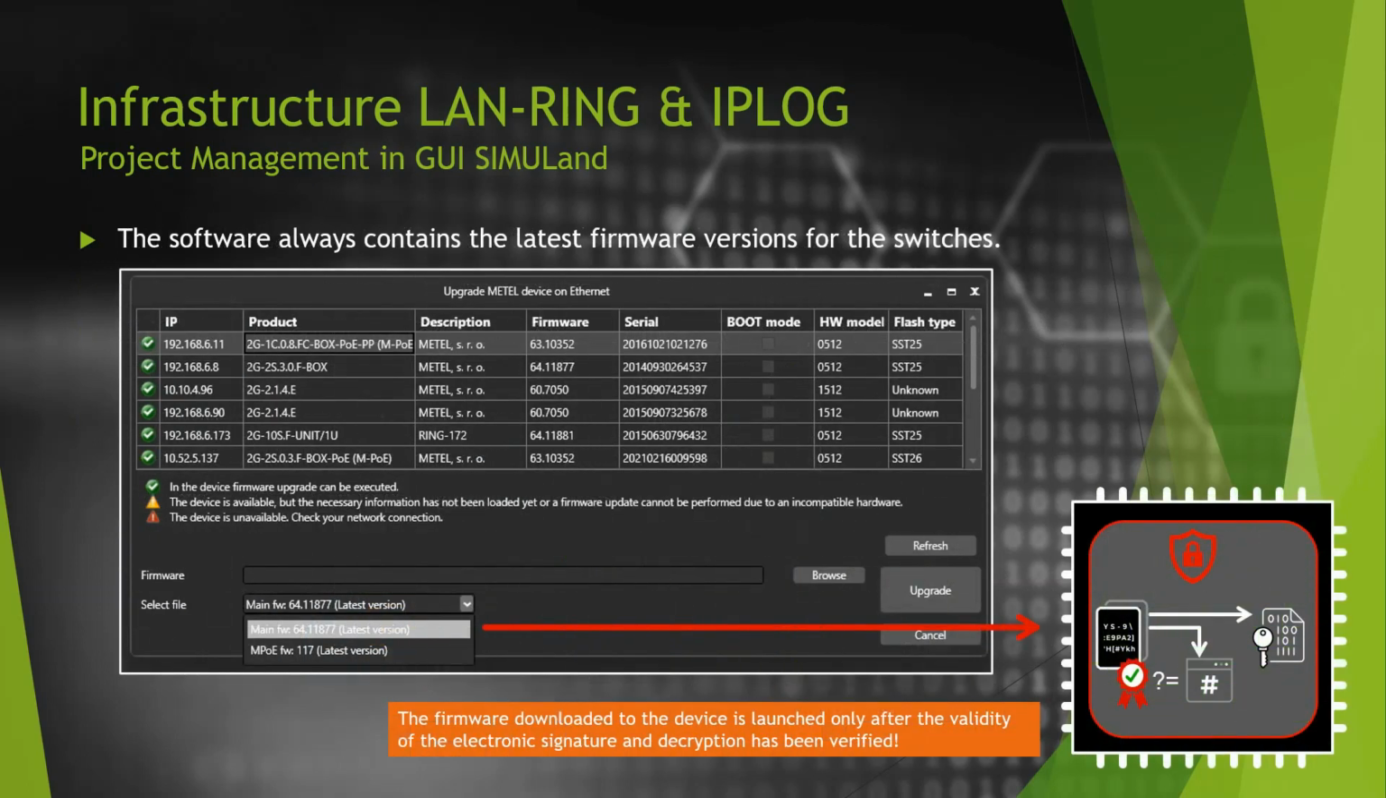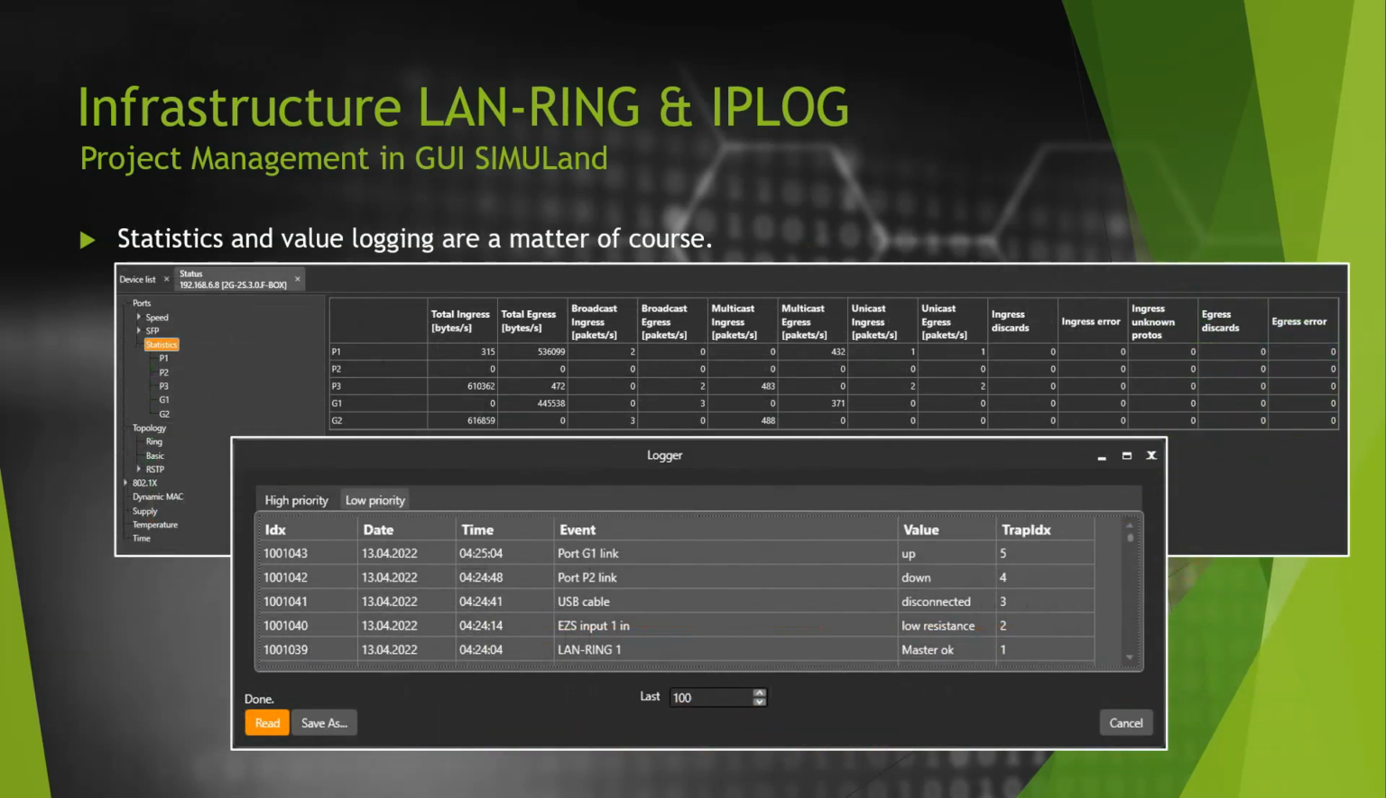Simuland also includes the latest firmware for all products, which makes it easier to configure the device in objects with a prohibited internet connection. The firmware is divided into a part for the processor and the main CPU. To prevent tampering with deliberately modified or corrupted firmware, the electronic signature is checked for the firmware. The switches are equipped with status menus and logs for easy analysis of LAN behavior.